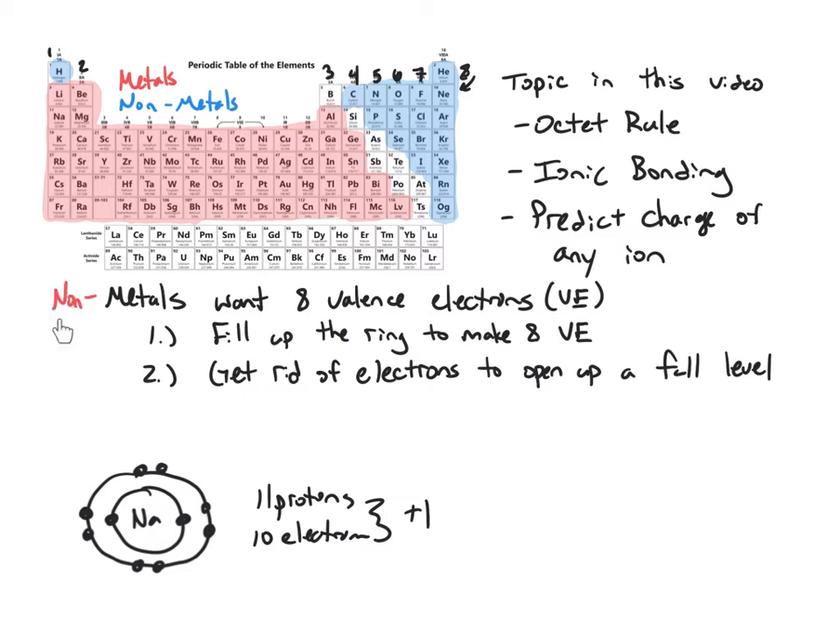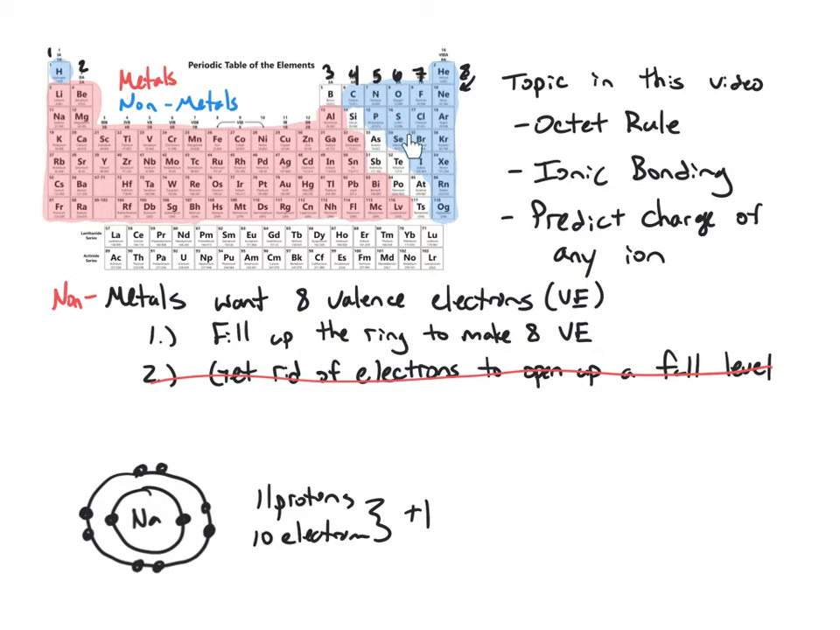So just like metals, nonmetals also want 8 valence electrons. And they also have these same two options to choose from. They could fill up their ring to make 8, or they could get rid of electrons to open up a full level. Now I will spoil this for you already. Since metals do this, nonmetals will not do that. In fact, nonmetals will choose to fill up their outside ring to make 8 valence electrons.